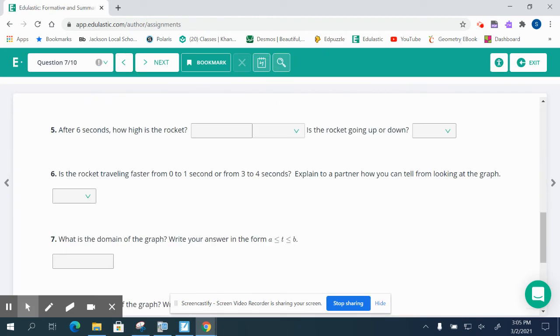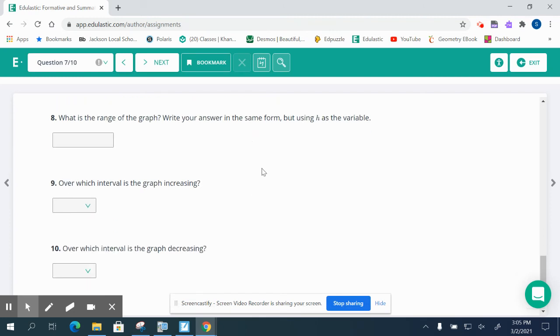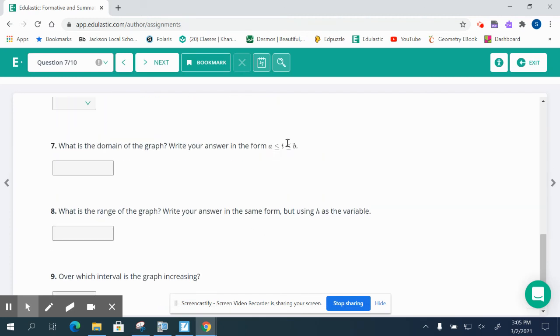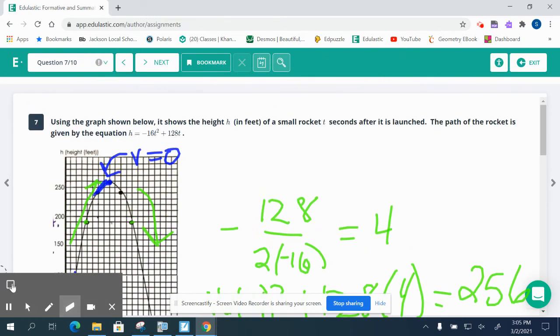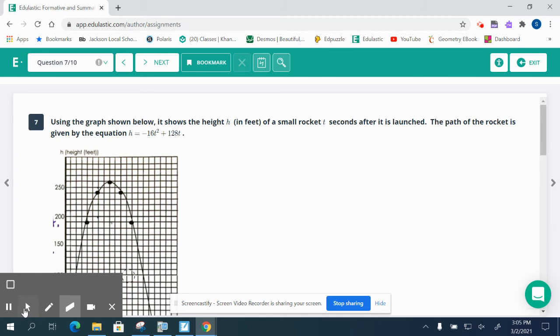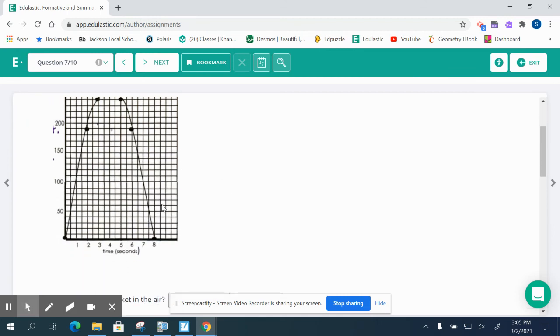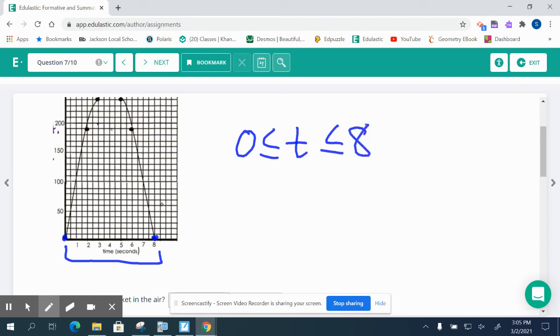The part about the domain and range. So it says 0 less than or equal to A less than or equal to T less than or equal to B. So what do we use for A and B? So if you look at your graph, A and B, it says the domain. So the A and B are where it starts and where it ends. So here, our time starts at 0 and it ends at 8. So you're going to say 0 less than or equal to T less than or equal to 8.